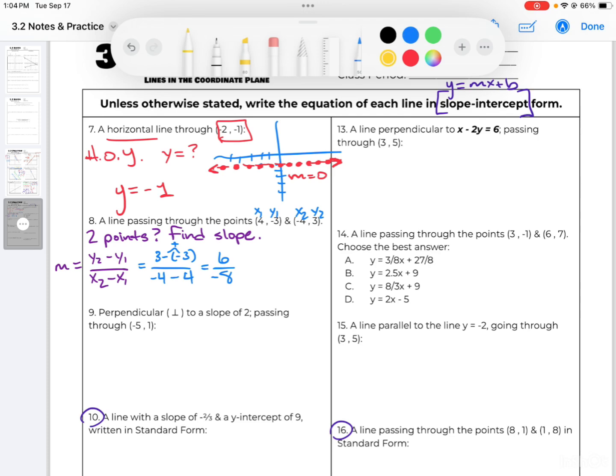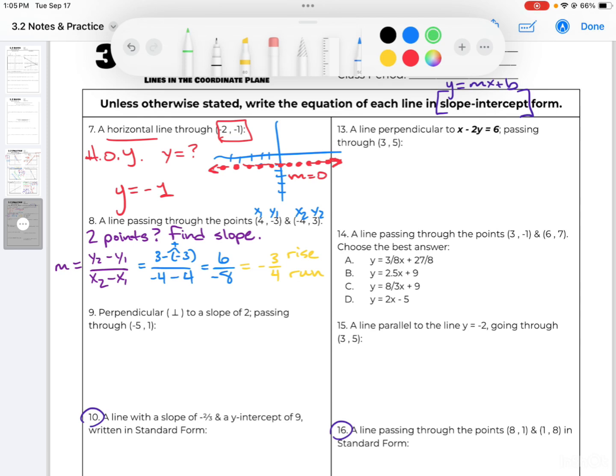And I already see that both of those are even numbers. And so that lets me know this fraction could be reduced. And they have a GCF of 2. So that means my slope is negative 3 over 4. 3 is my rise. 4 is my run.